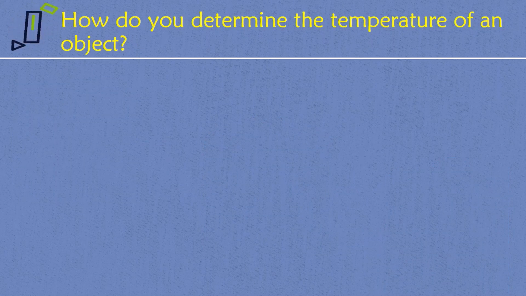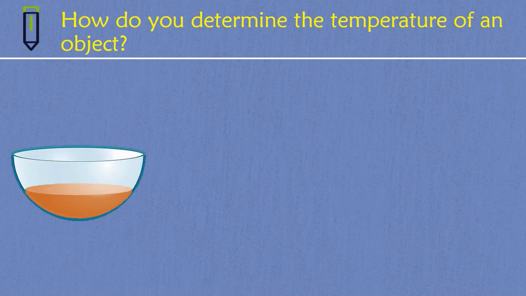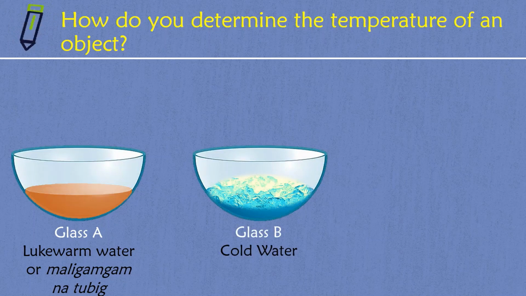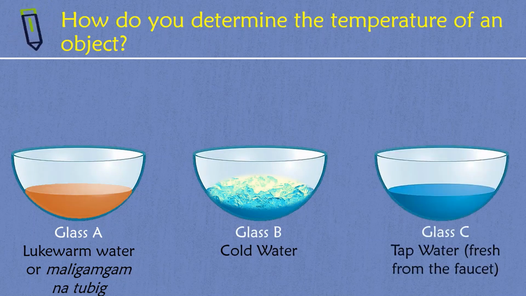How do you determine the temperature of an object? Try this simple activity as shown on the screen. Set up 3 glasses of water. Glass A with lukewarm water or malikam-kam na tubig. Glass B with cold water. And Glass C with tap water or fresh from the faucet. Dip your left forefinger in Glass A, while the right forefinger in Glass B for 40 seconds. Then quickly dip both your forefingers in Glass C. What did you feel?